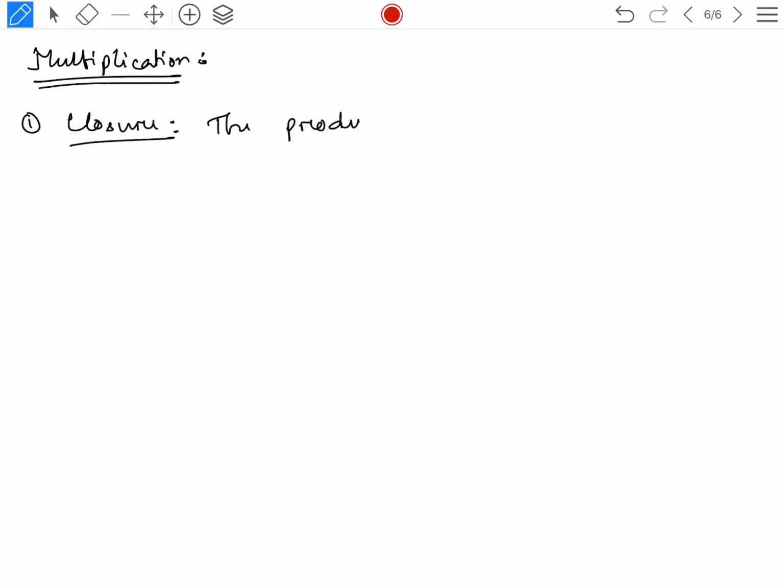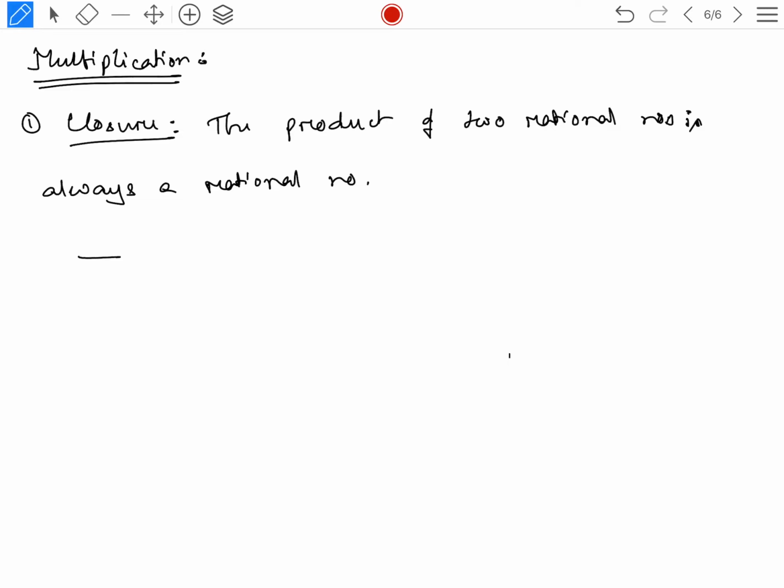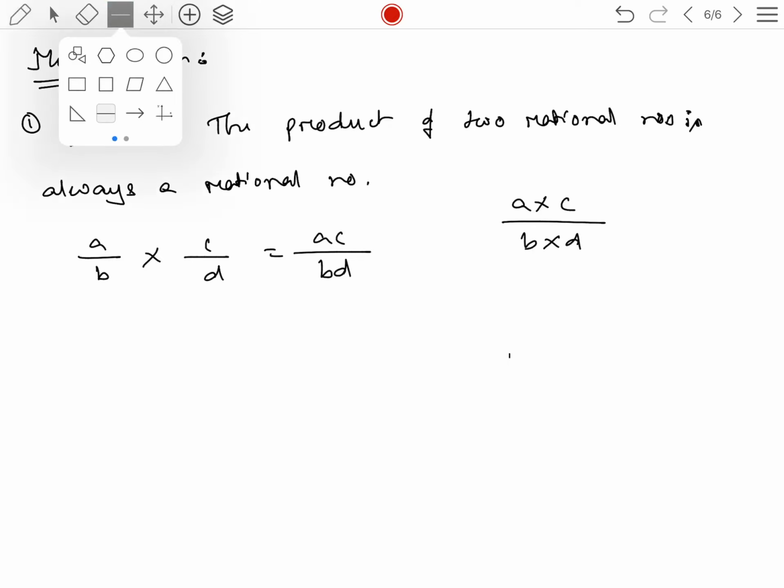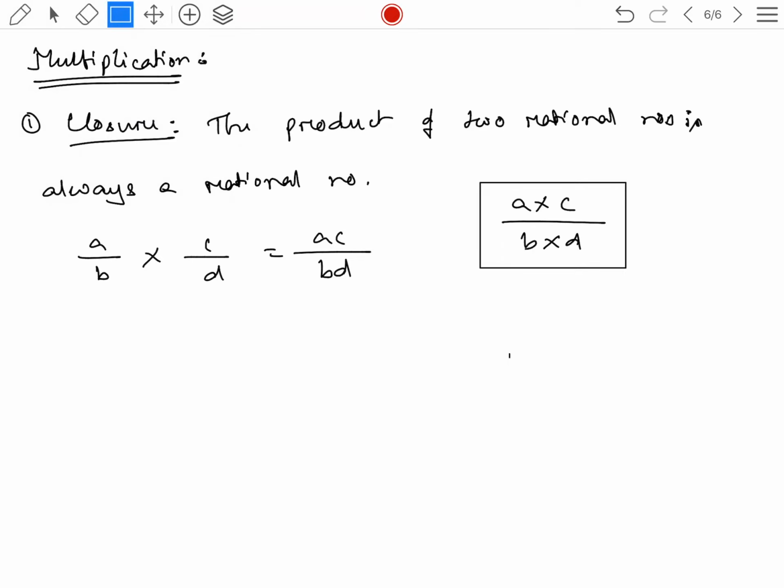According to this property, the product of two rational numbers is always a rational number. That means if a by b and c by d are two rational numbers, if we multiply, then we will get ac by bd, which is another rational number. Understood? ac by bd means we are multiplying numerator into numerator and denominator into denominator. So this is the first property, that is closure property.